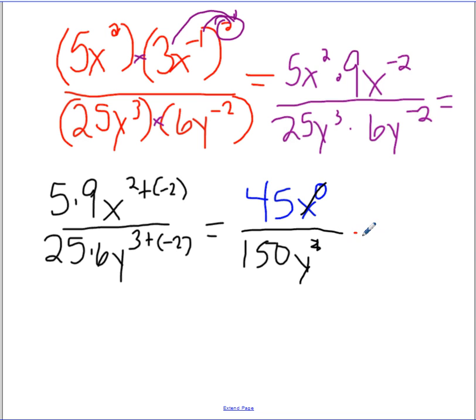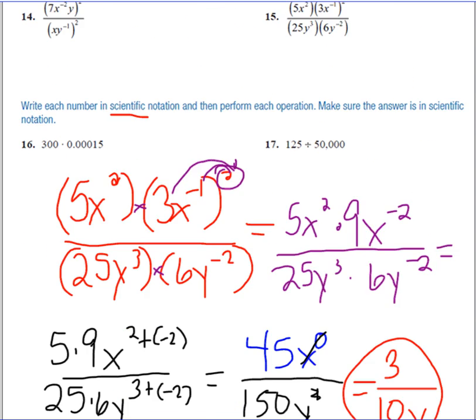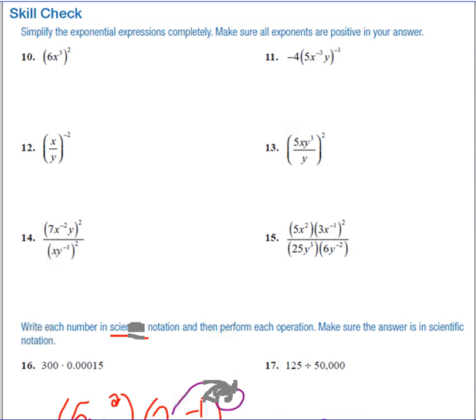So now we need to simplify. 45 over 150 simplifies down to 3/10 because we can divide both of those by 15. The x is now gone. The y does not have a negative exponent, so it gets to stay right where it's at. And so there's our answer. So I want you to pause the video and work on the rest of these, and then check your work, and when you're ready, move on to the story problems.